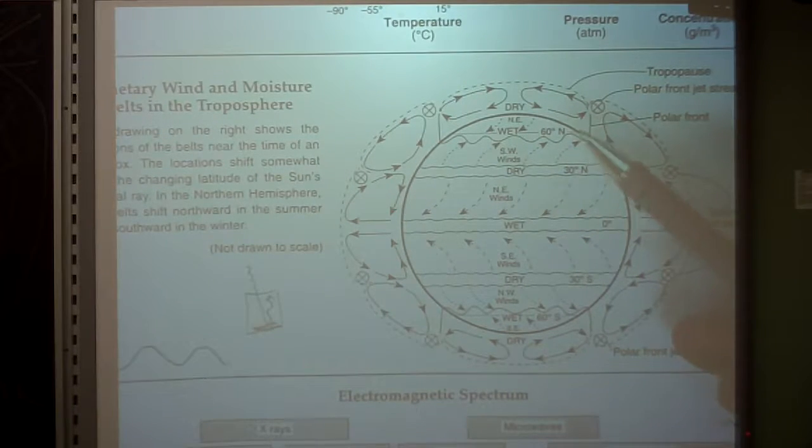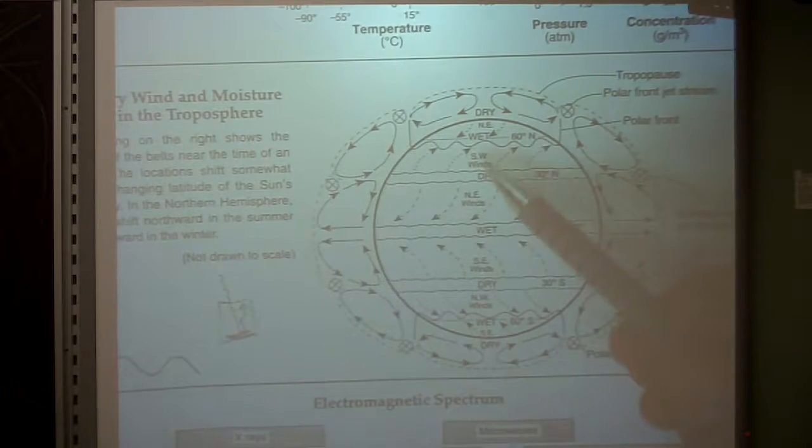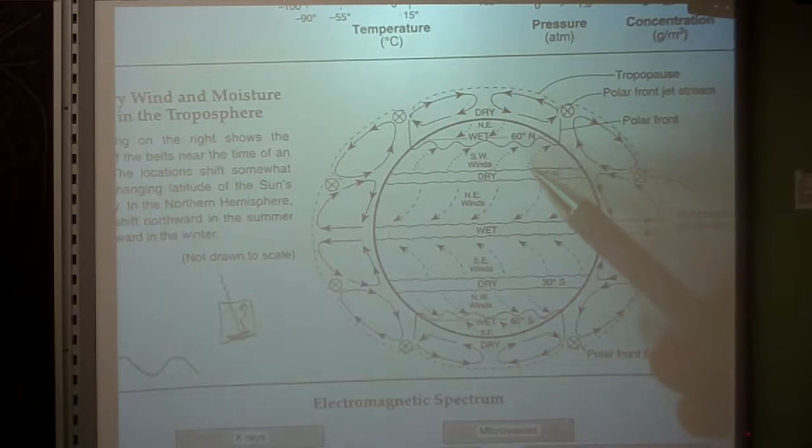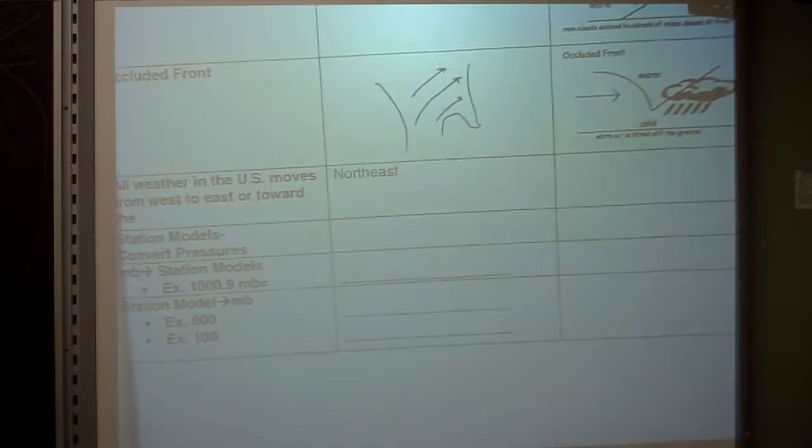And one of the things that move the storm are these high-level air currents called jet streams. So you might hear that referred to what moves the storms along, are these jet stream air belts. All weather moves to the northeast.